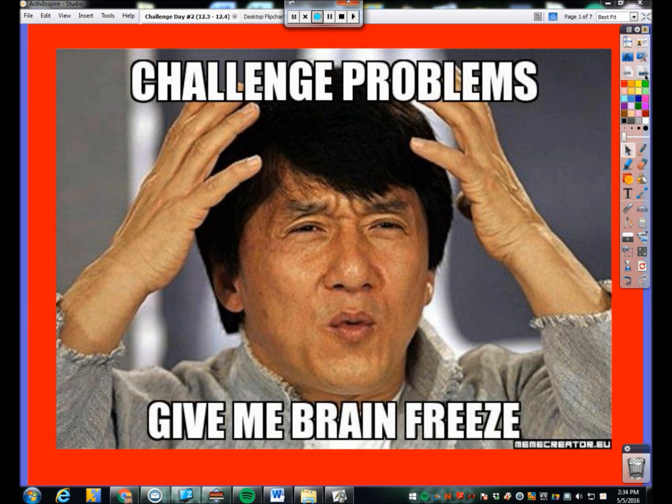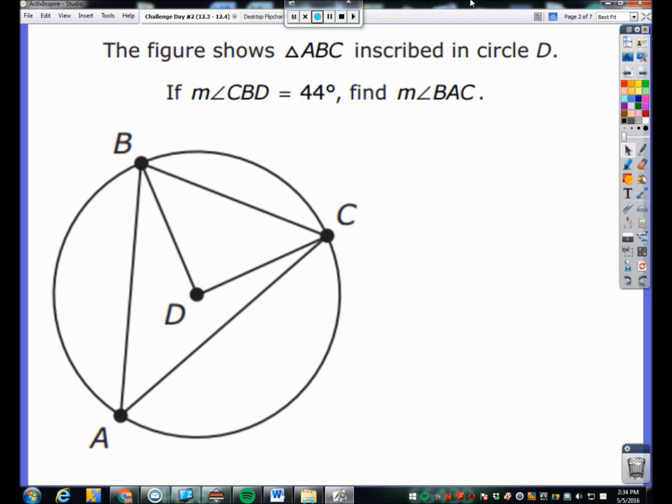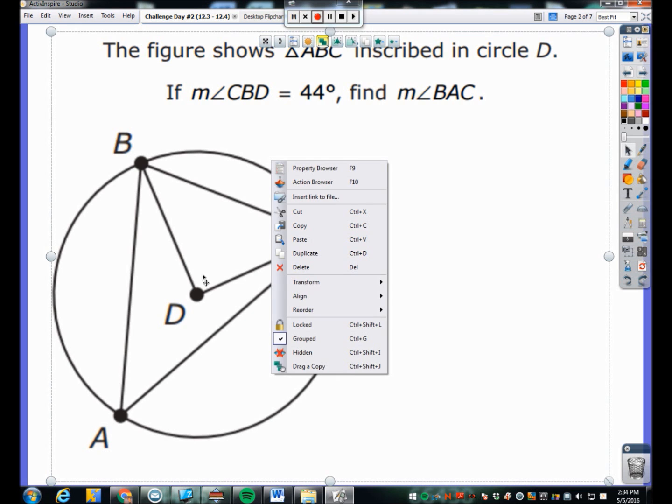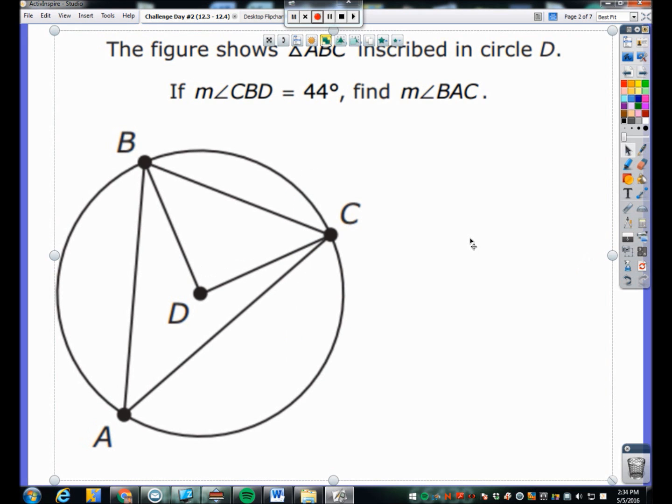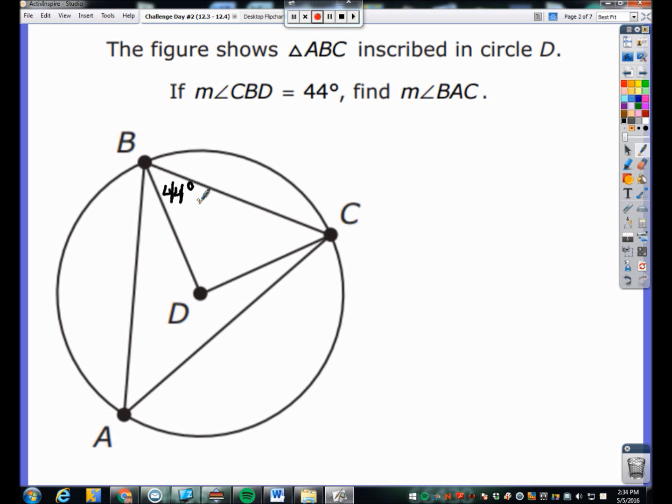Challenge day number 2, we're going to look at the 4 problems I gave you guys earlier in class. The first problem says figure shows triangle ABC is inscribed in circle D. When they say circle D, the D implies that that is the center of the circle. It says if the measure of angle CBD is 44 degrees, so I'm going to mark that here, CBD, 44 degrees, then find the measure of angle BAC.